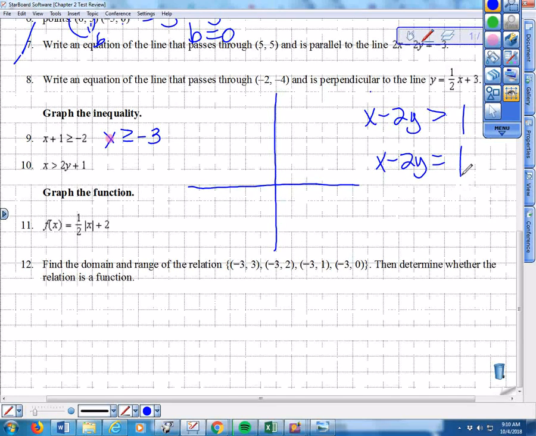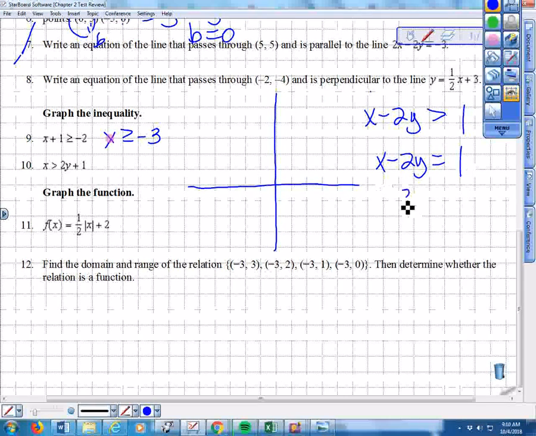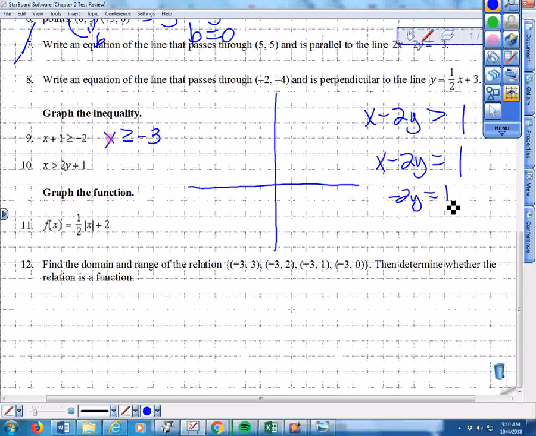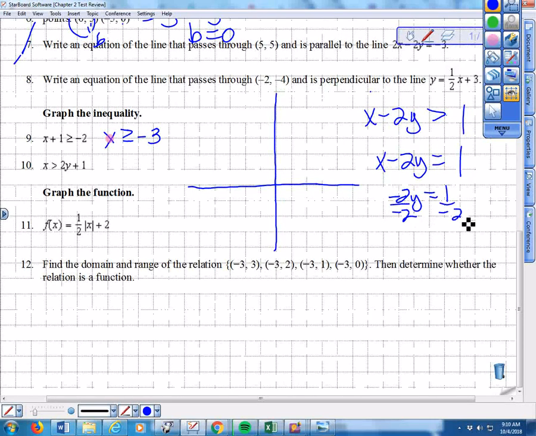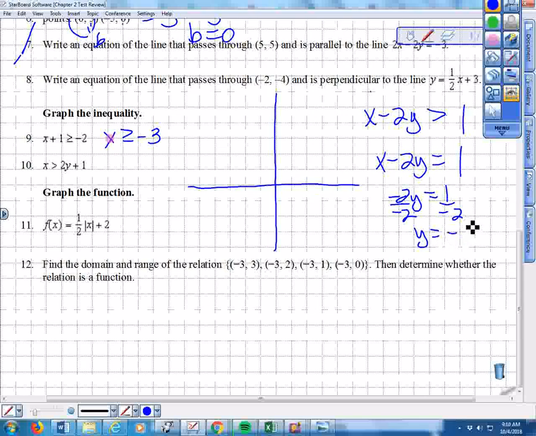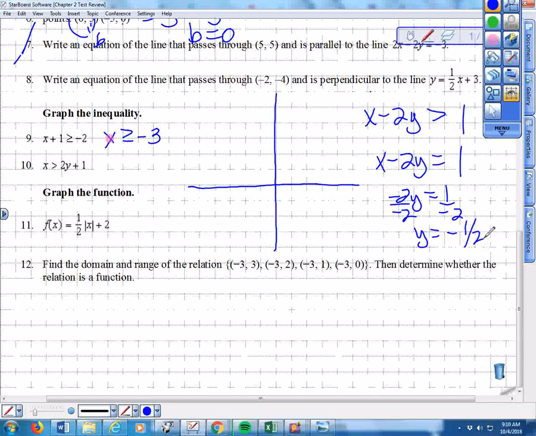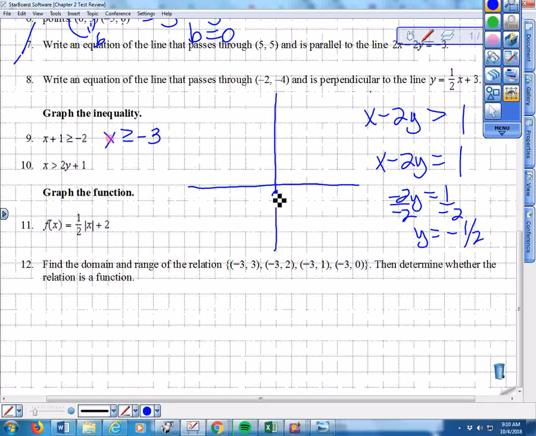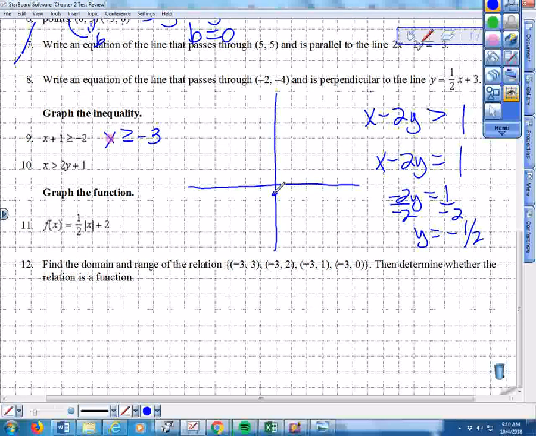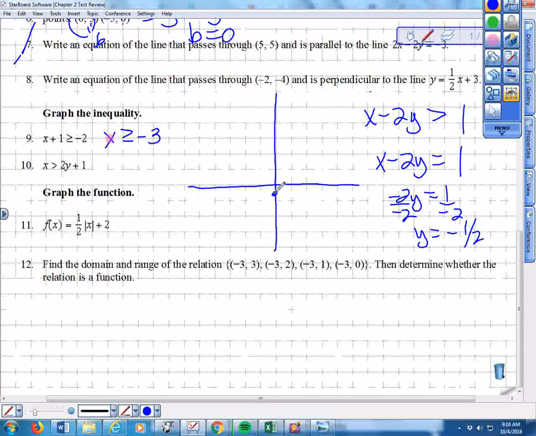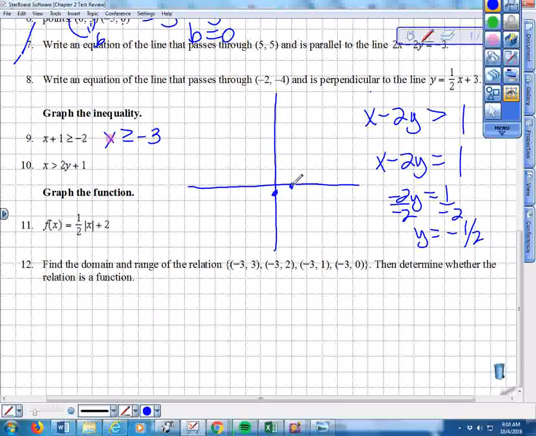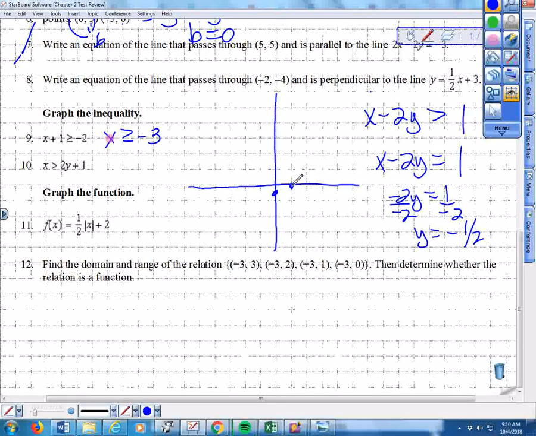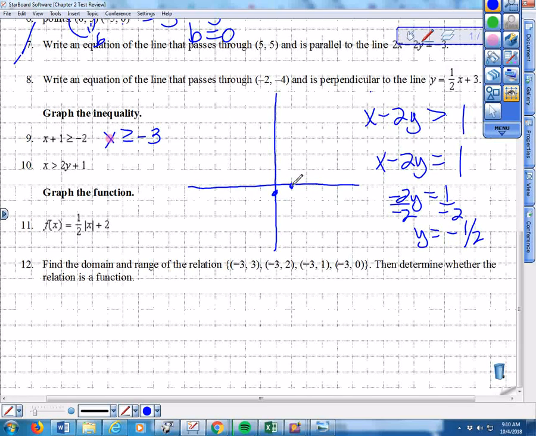Okay, so if I cover this up, I have -2y equals 1. Divide by -2, y equals -1/2. There's my first point. Now I'm going to cover up the 2y, and I get x equals 1. There's my second. When I connect these two points, will I use a dashed line or a solid line? Dash, because it's not or equal to.